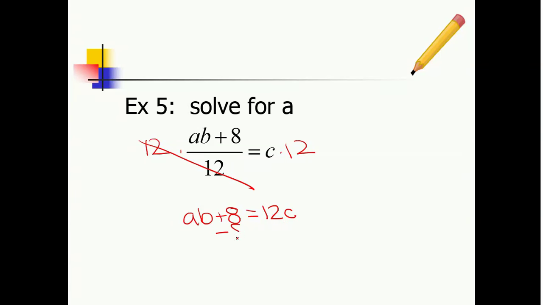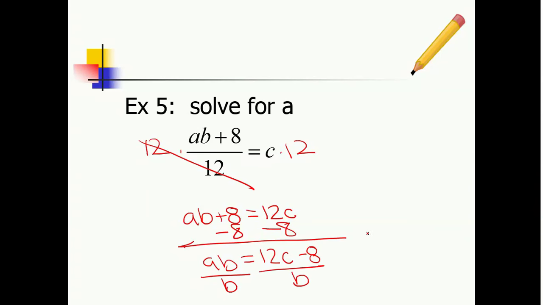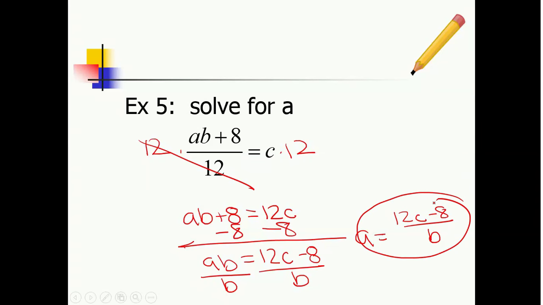So let's get rid of this 8 here, because that's just kind of hanging around right now. It's not multiplied by anything, so I'm going to undo it with subtraction. 12C minus 8. And now I need to get rid of B. So I'm going to divide by B. And I'm done. I solved for A. That's all I cared about. I just want to know what A is equal to.